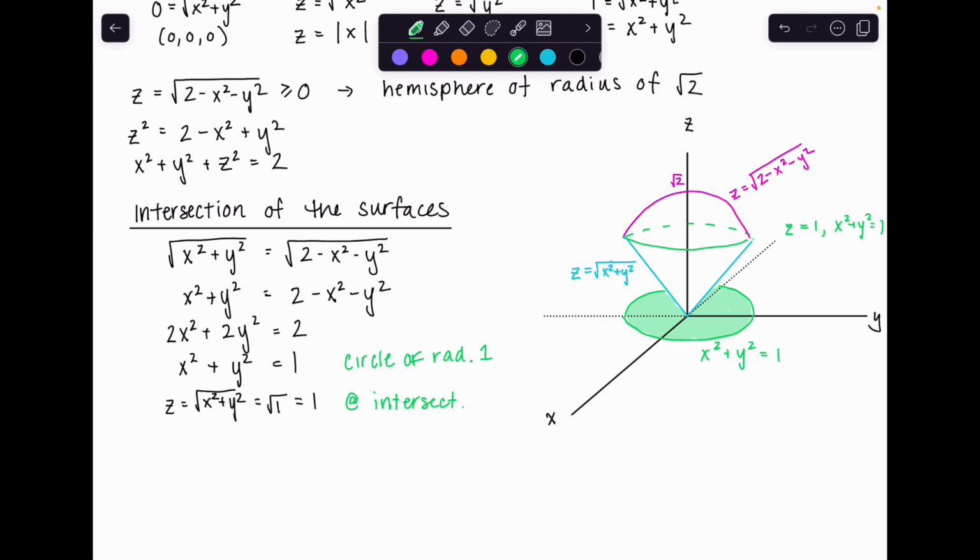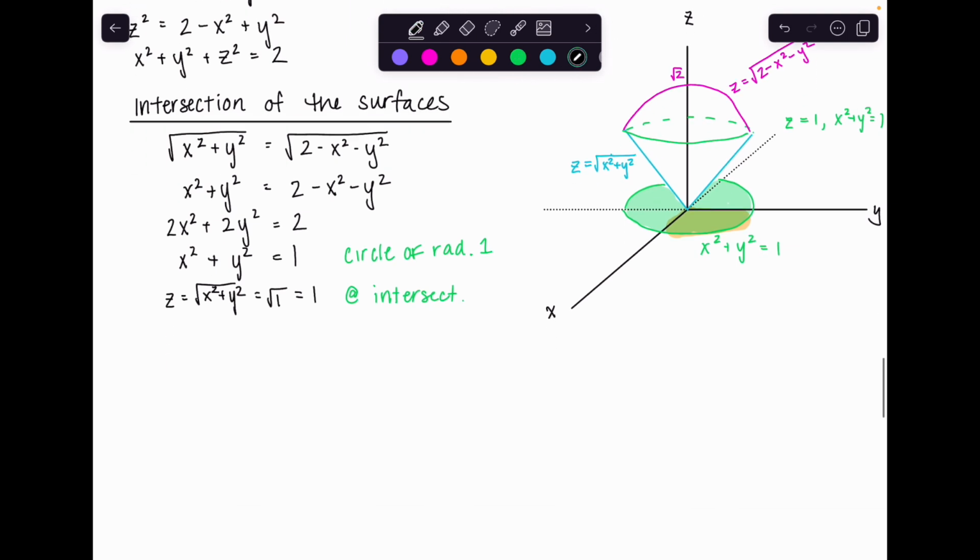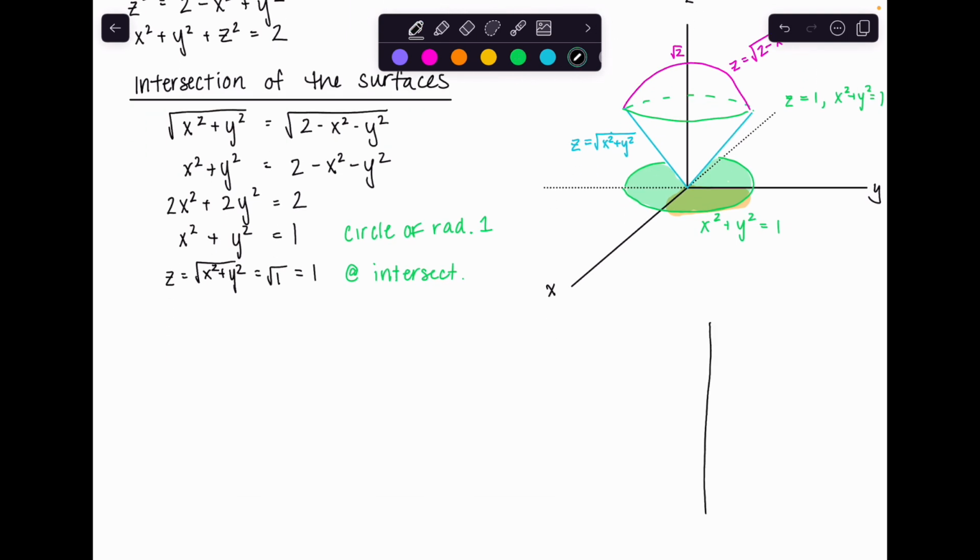So this is essentially our region of integration. So what I'm going to do is, again, I'm going to find the volume just in this first octant and then multiply it by 4. I also am going to get a good picture of what's going on in the XY plane, because I need this to set up my bounds.